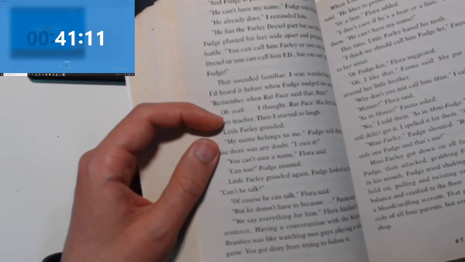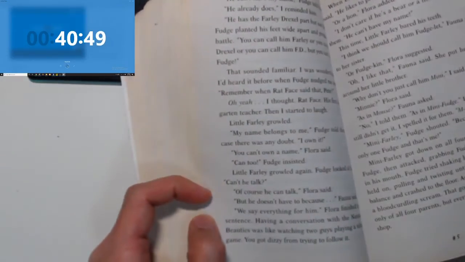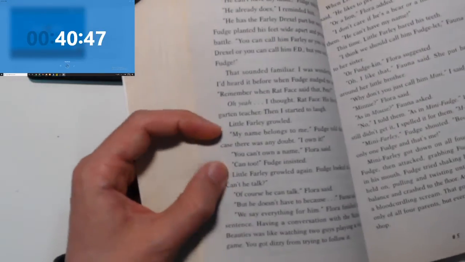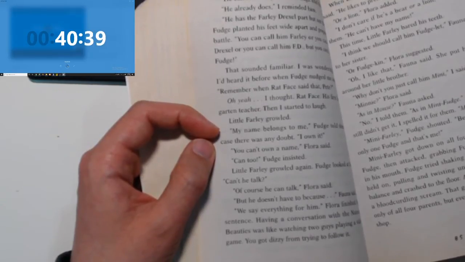"Why don't you just call him Minnie?" I said. "Minnie?" Flora said. "As in mouse?" Fauna asked. "No," I told him, "as in Minnie Fudge," in case they still didn't get it. I spelled it for them. M-I-N-I. "Mini Folly!" Fudge shouted, "because there's only one Fudge, and that's me." Mini Folly got down on all fours, growled at Fudge, then jumped up and attacked, grabbing Fudge's pants leg in his mouth.